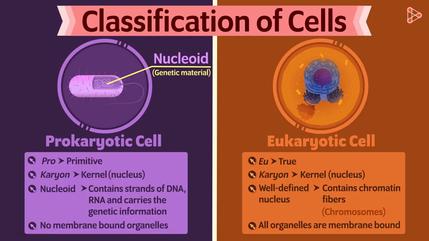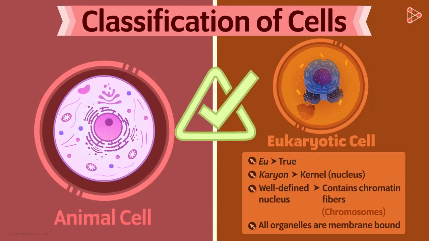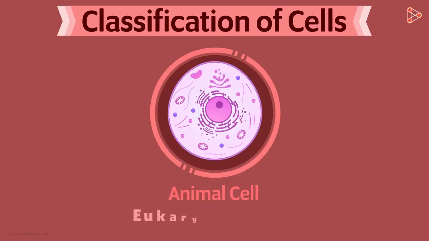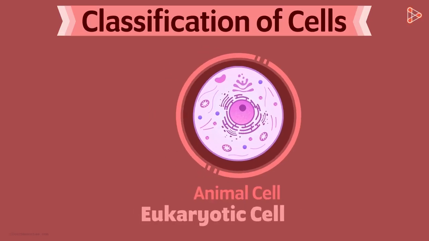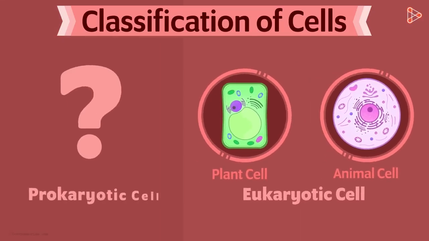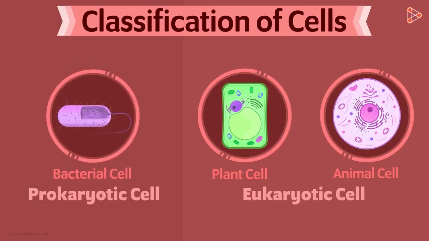Now tell me one thing. Doesn't this look like an animal cell? Yes, it does. And that's because this is an animal cell. So is an animal cell an example of a eukaryotic cell? Yes, it is. Both plant and animal cells can be included in the category of eukaryotic cells. So which cells will be in the prokaryotic types? Cells of lower organisms like various bacteria have prokaryotic cells.